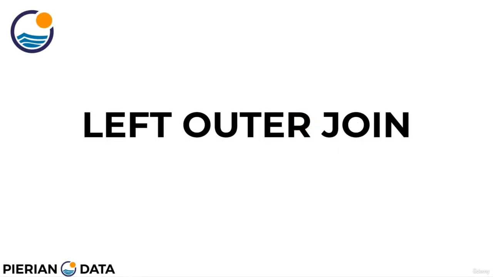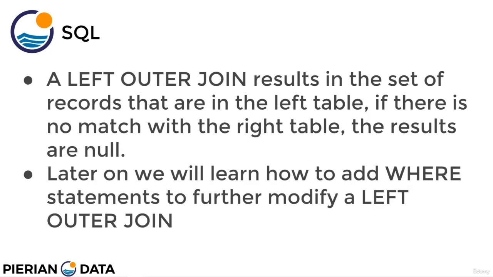Welcome everyone to this lecture on the left outer join, otherwise known simply as a left join. A left outer join results in the set of records that are in the left table. If there is no match with the right table, then those results are null. Later on, we will learn how to add where statements to further modify a left outer join.